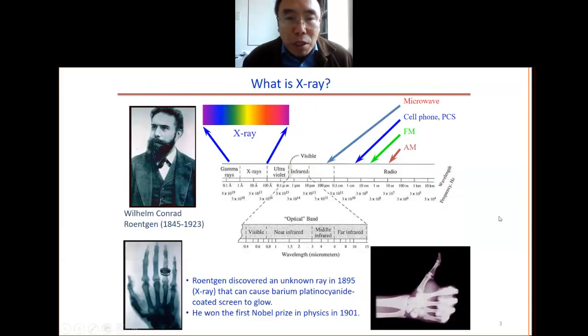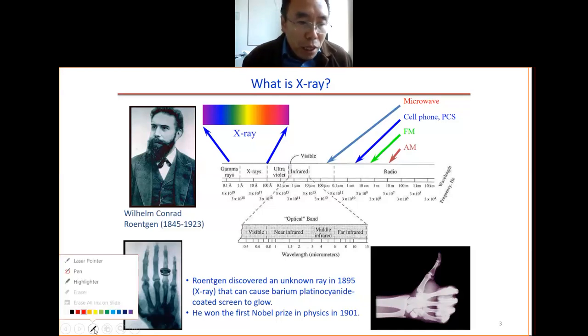I'm sure everybody knows very well about X-ray. X-ray was discovered in 1895. One question I want to ask is the difference between X-ray and gamma ray. I'm sure you have heard of gamma ray as well. From this figure, it looks like the difference is the wavelength: wavelength higher than one angstrom is called X-ray, and wavelength lower than 1 angstrom is called gamma ray. But actually nowadays, the definition is a little bit different.